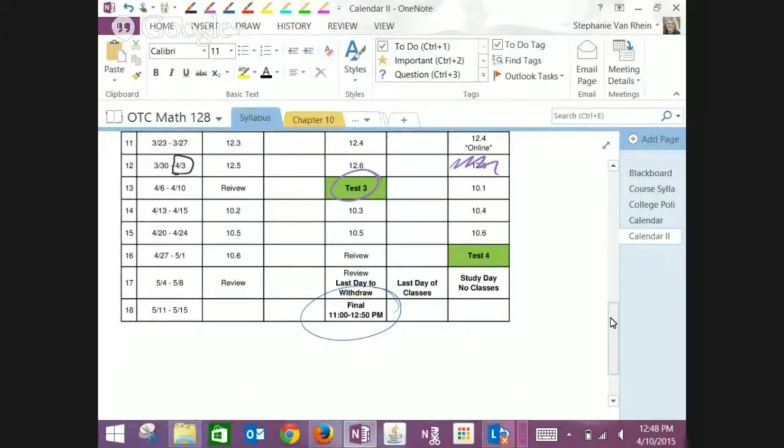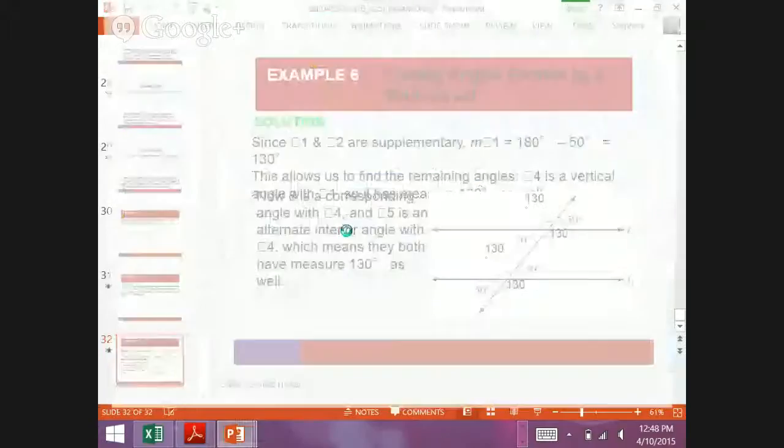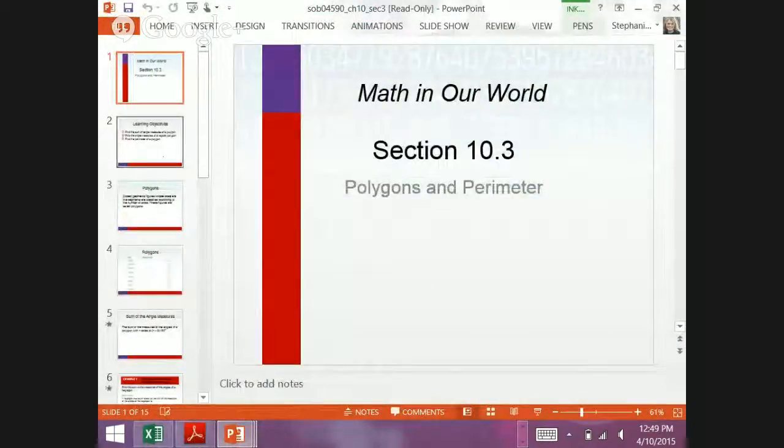2 is on triangles. You probably know some of the classifications like isosceles, obtuse, acute, equilateral, scalene, those types of definitions of what a triangle is. And we'll find the sides of a right triangle, like if you're given the Pythagorean theorem, things like that. 10-4, 10-3, what is 10-3? Polygons and perimeter.